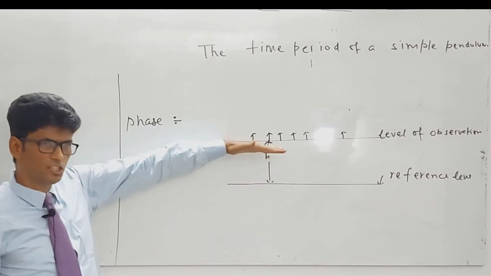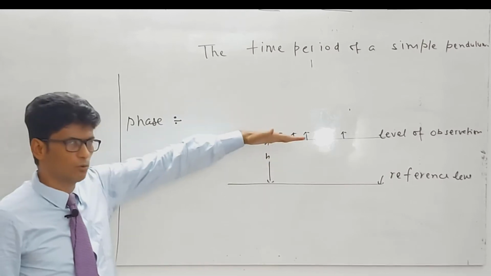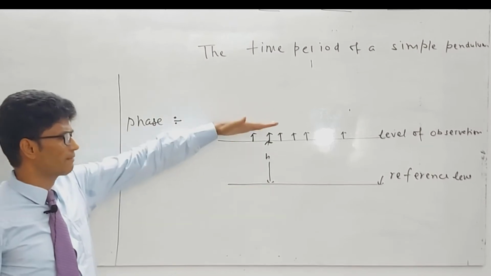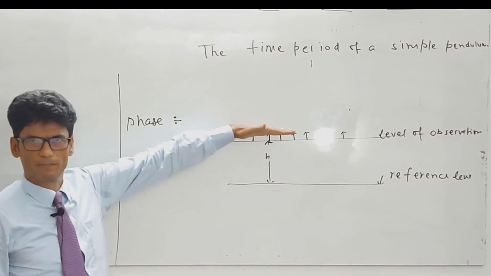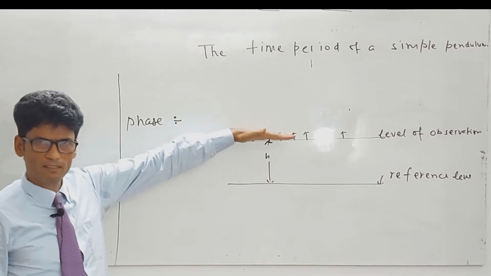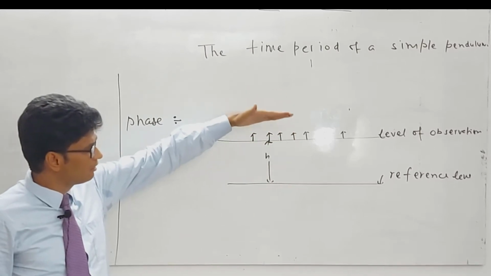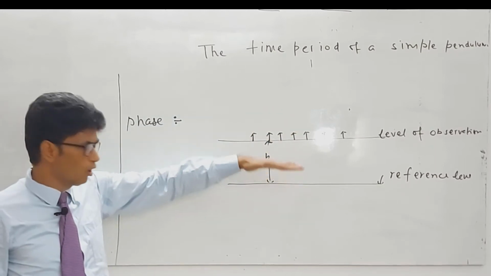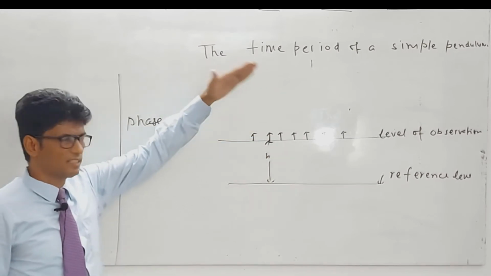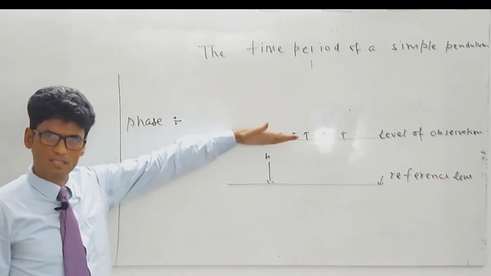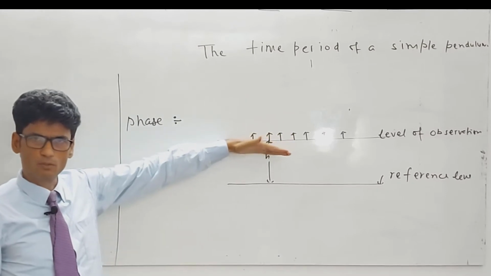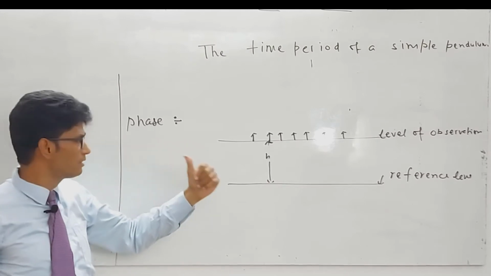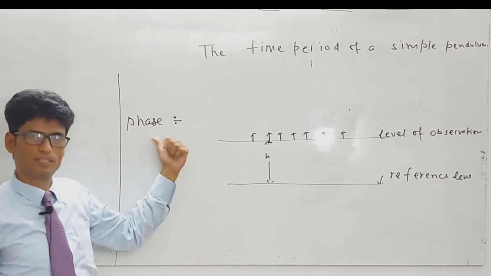All the particles we are focusing on are at height h, and they all are going up. What does it mean? It means that they have the same position and the same velocity, on the level of observation, from the reference level. So we call those particles, which have the same position and same velocity, to be in phase. In this way we have got the concept of phase.